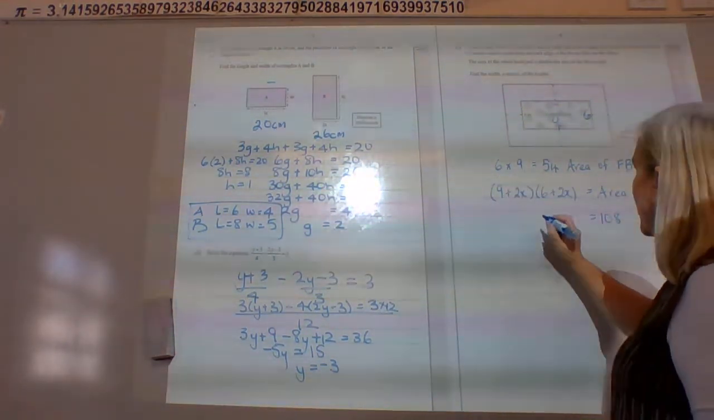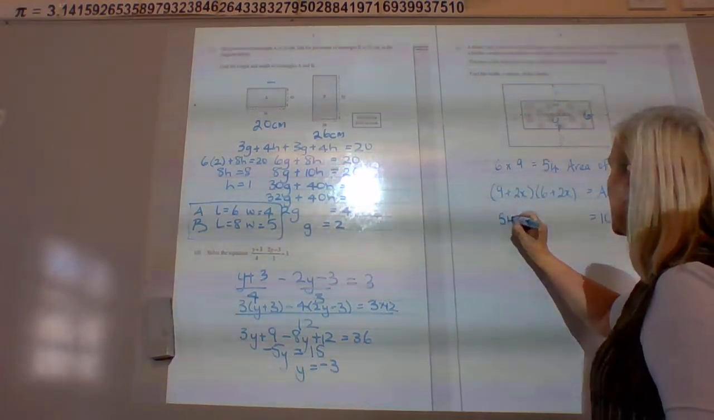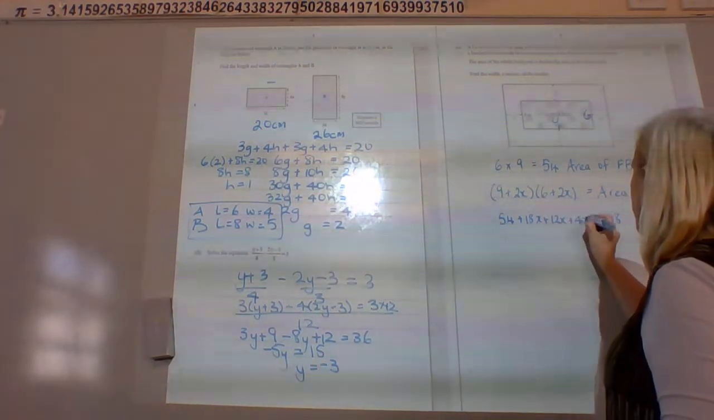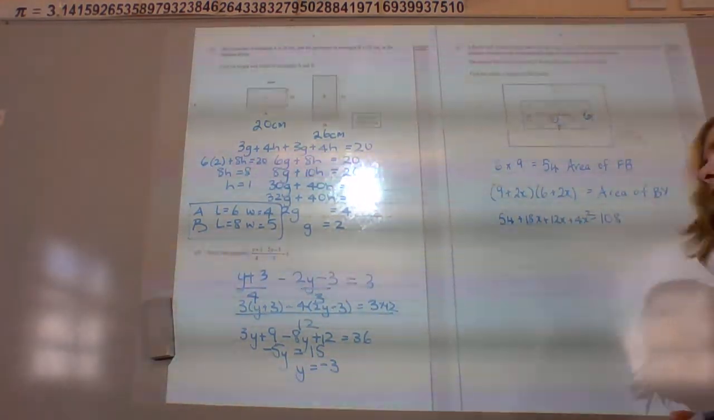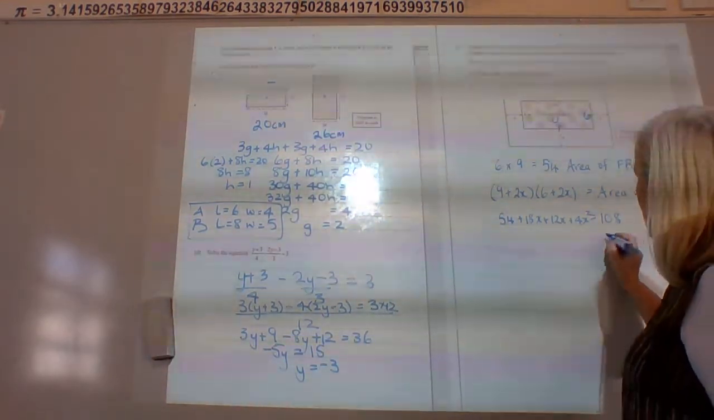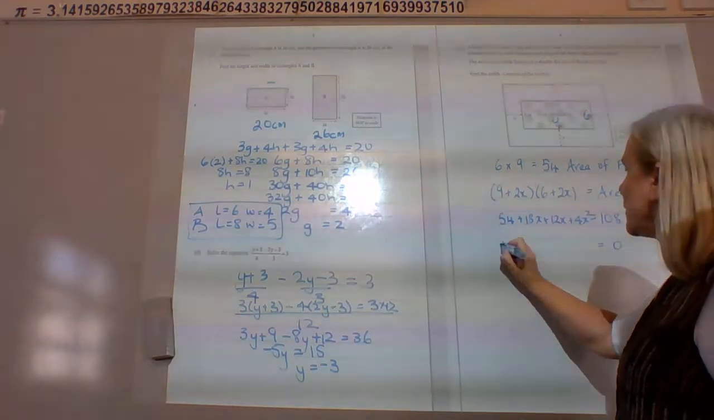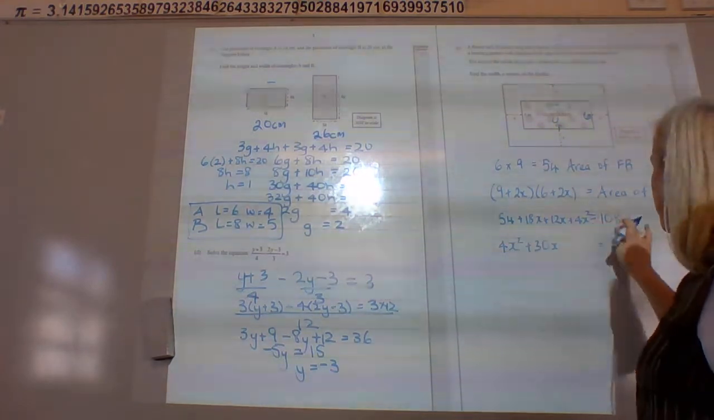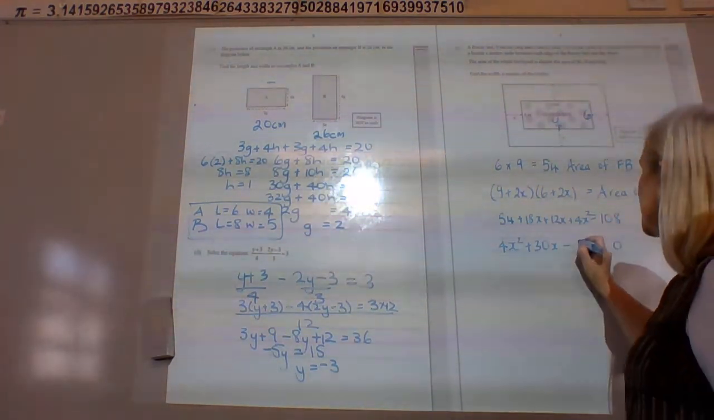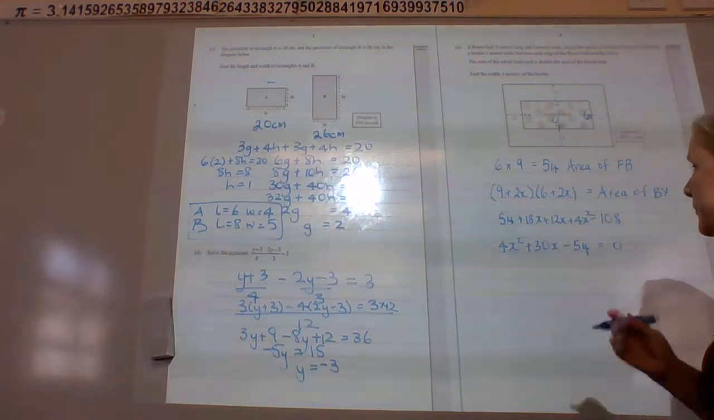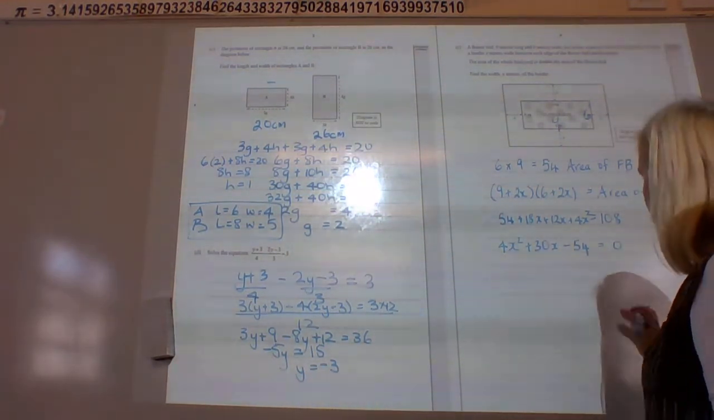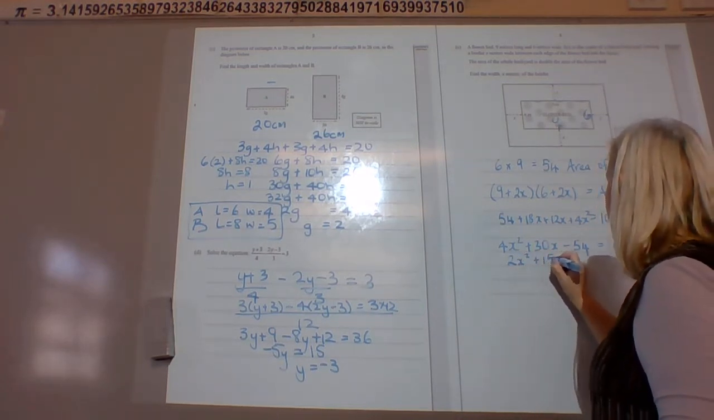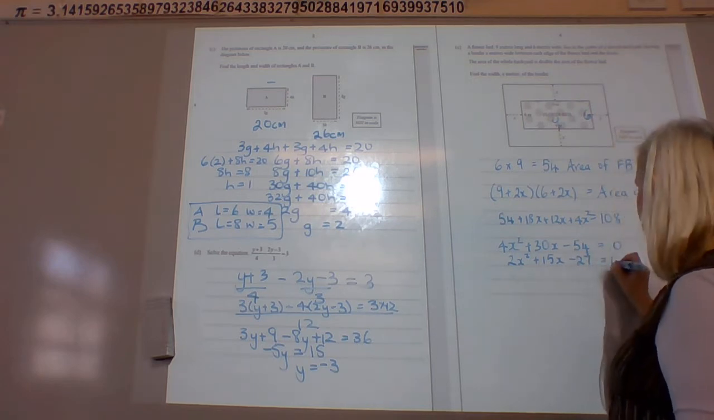Okay, so we multiply it out. So we've got 54 plus 18x plus 12x plus 4x squared. All right, multiplying it out. So now we need everything equal to 0 because this is a quadratic. So I've got 4x squared, I've got 30x, and I've got negative 54. All right. Next thing I'm going to do is divide through by 2 to make my numbers easier. So 2x squared plus 15x minus 27 equals 0.